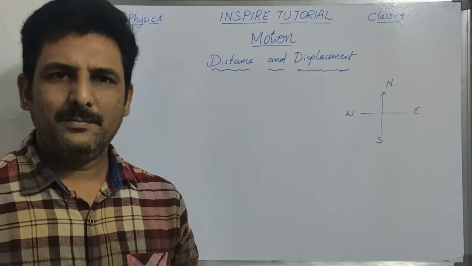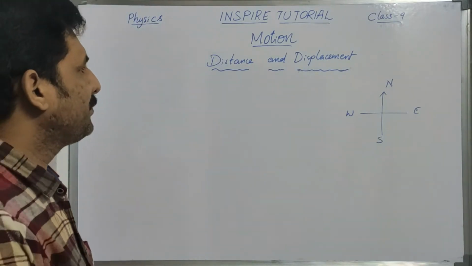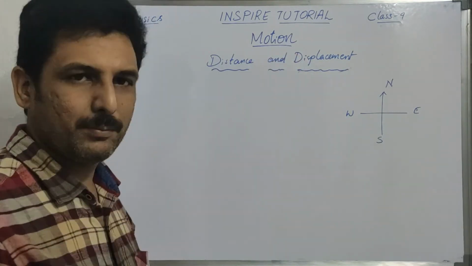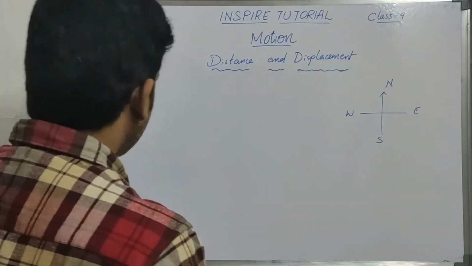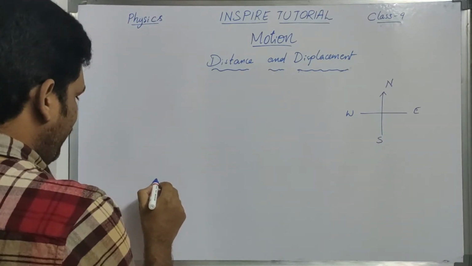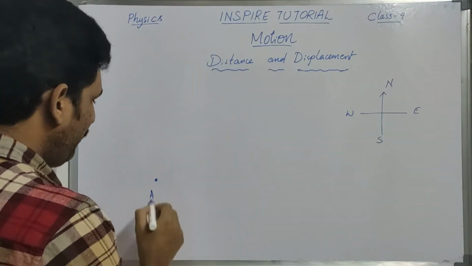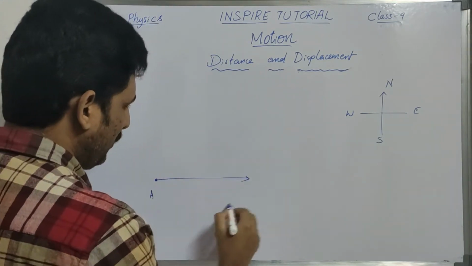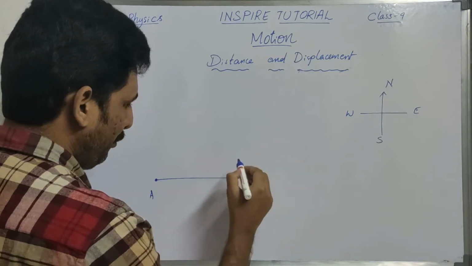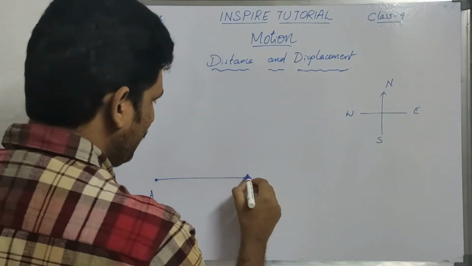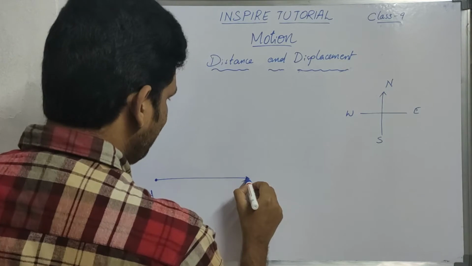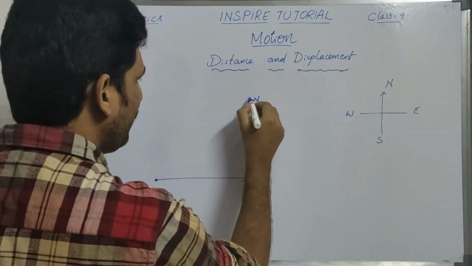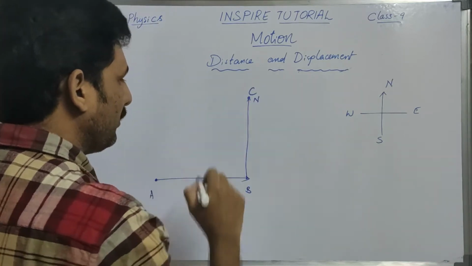Welcome to Inspire tutorial. Today we discuss distance and displacement from the chapter Motion from class 9 physics. Say for example there is a car at point A and it travels towards east and reaches a point B, and then from this point B the car travels towards north and it reaches a point C.